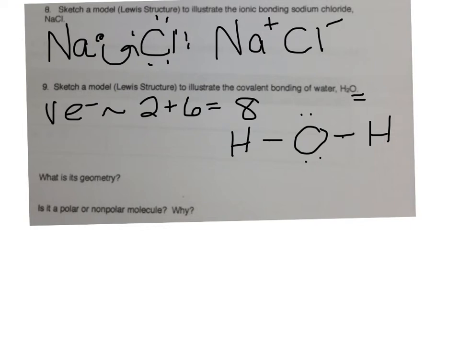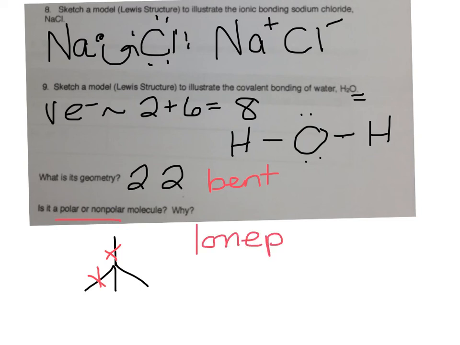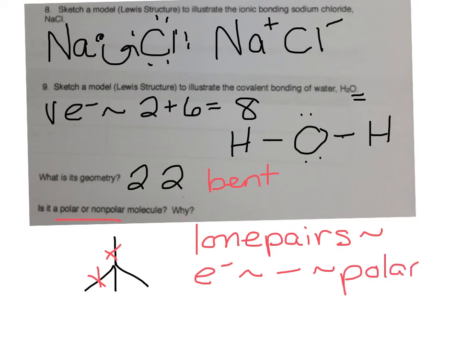When it comes to geometry, we have 2 bonds and 2 lone pairs. So it's going to be the shape of a tetrahedron, except 2 of them are going to be invisible. So all you will see is a bent molecule. Now, is it polar or nonpolar? It has lone pairs. Since it has lone pairs, it has electrons. Since electrons are negative, it is definitely a polar molecule.